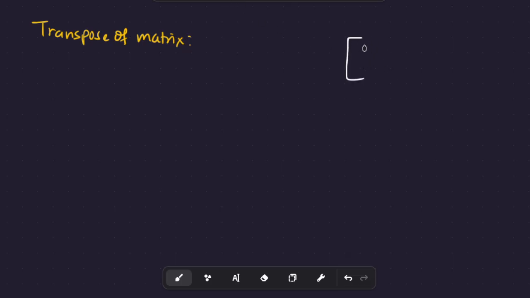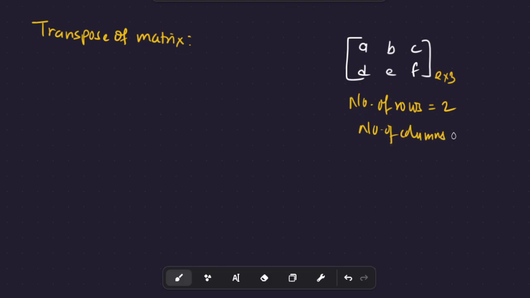Okay, if we consider a matrix, this is a matrix A, B, C, D, E, F. What is the order of this matrix? Can you state its order? It has 2 rows and 3 columns, so the order is 2 by 3.